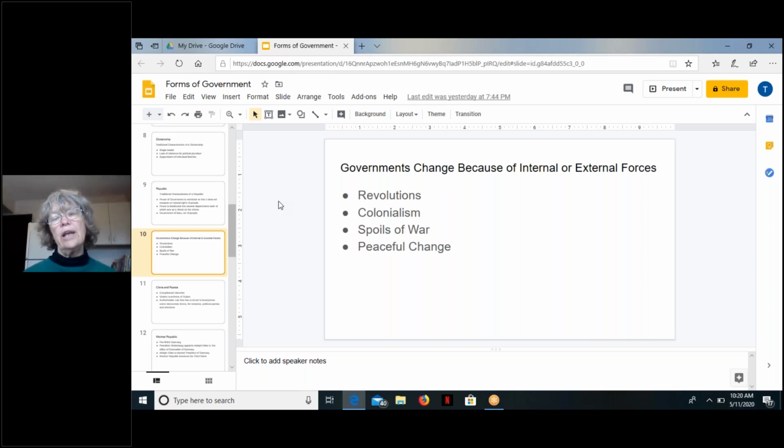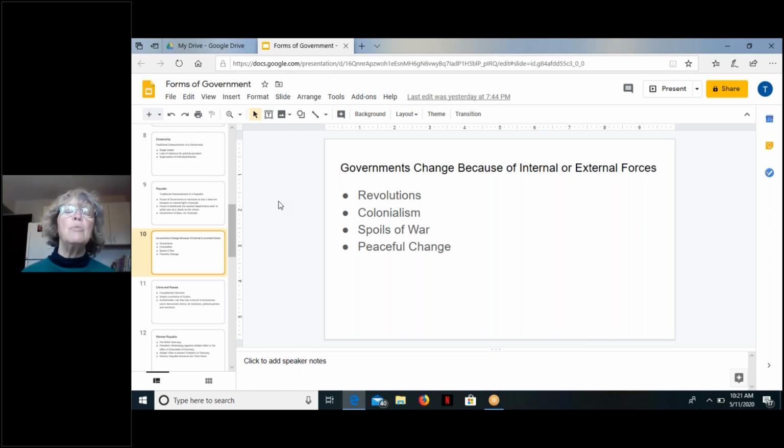Another way governments change is as spoils of war. We know that throughout history there have been wars, and there's a winner and a loser. The people who live within the boundaries of the losing side sometimes find that the borders of their country have changed and they now belong to another country, because as a result of the war the boundaries changed. That would be an external force changing the government of the people who were affected.